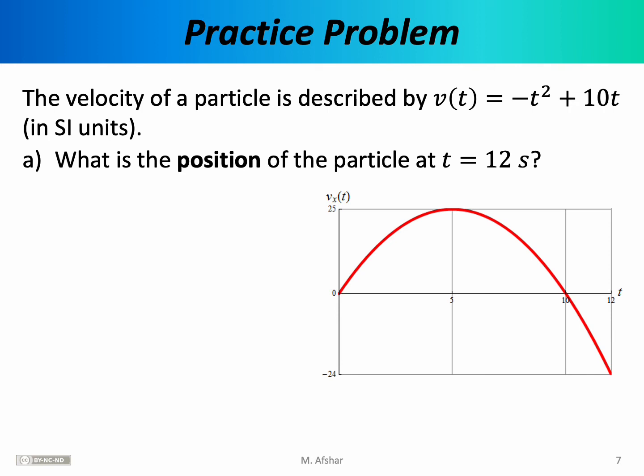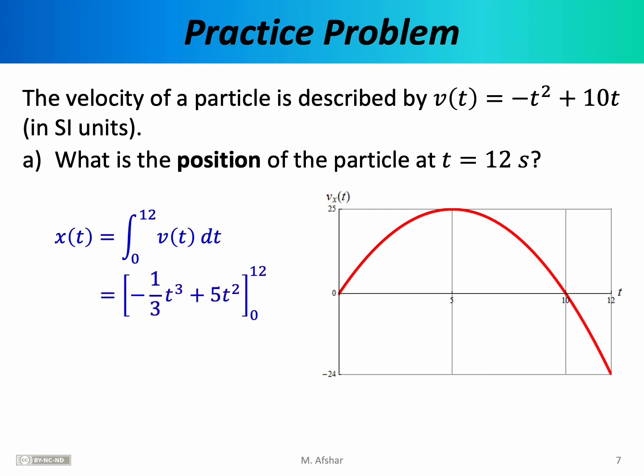At any rate, to calculate the position of the particle at 12 seconds, what we need to do is take an integral. Remember from calculus that integration is the opposite of differentiation. A little more precisely, we need to take the integral of v with respect to t between initial time and final time. So we're going to start at t equals 0, and we're going to end at 12 seconds because that's the time that's given to us in the problem.